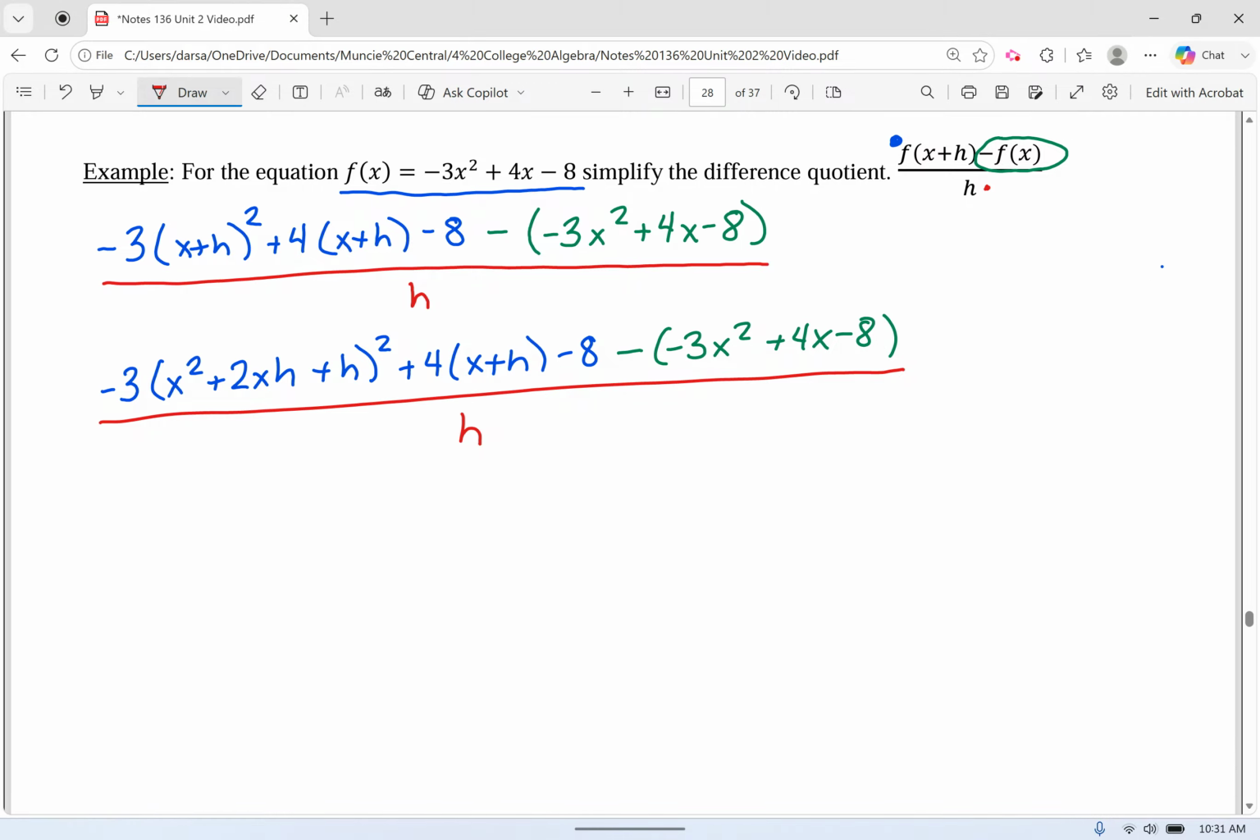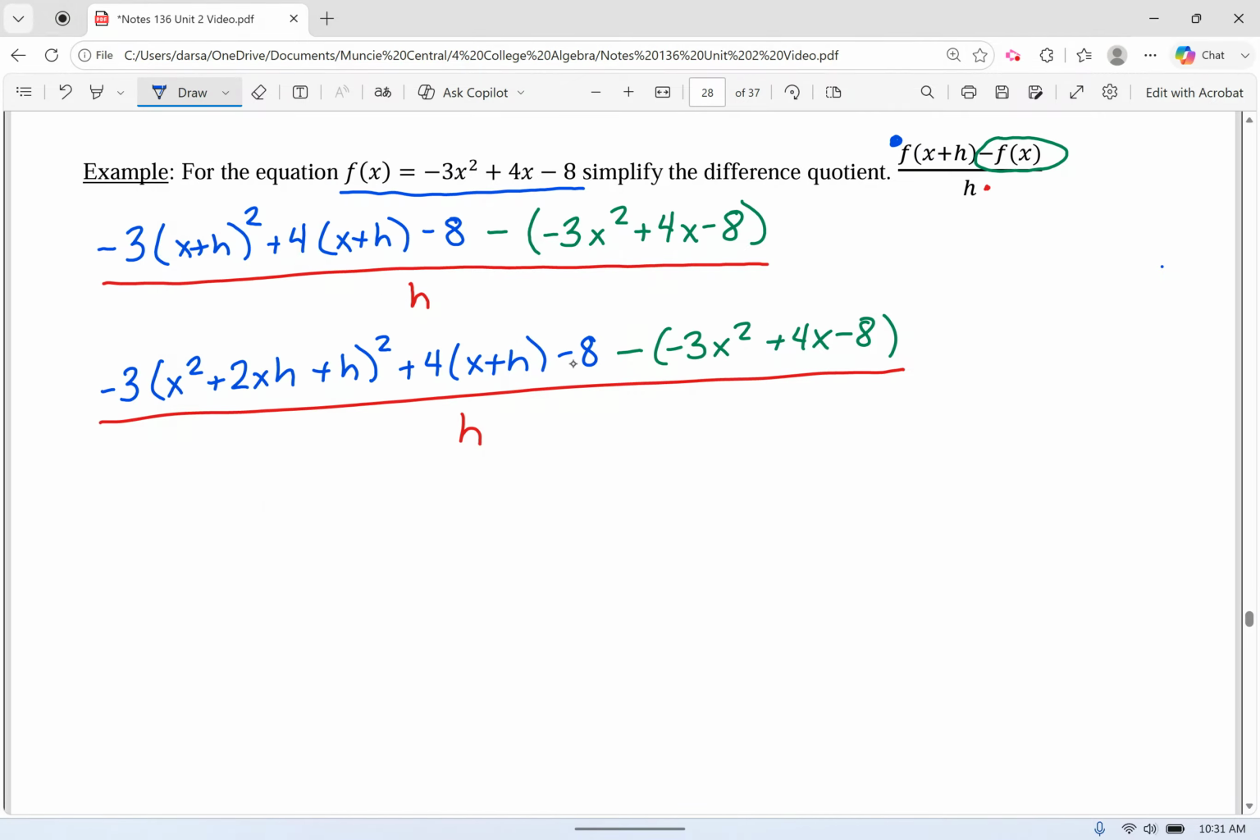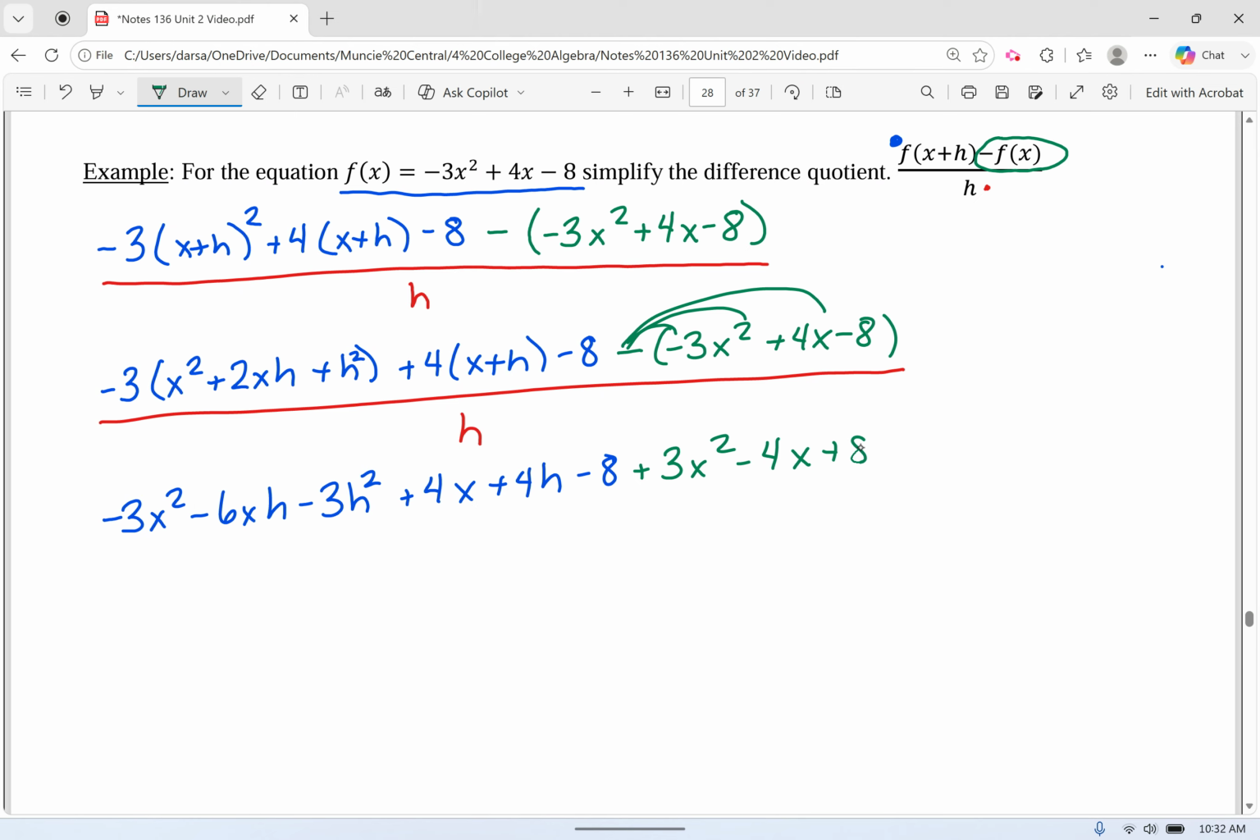All right, now this is the part where it gets a little bit easier. We need to distribute the negative 3, the 4, and the negative on the second f of x. So make sure you're distributing carefully and you're multiplying things as you're supposed to. Oops, I see a little mistype there. The squared goes here. So distributing that negative to all three places, we get plus 3x squared minus 4x plus 8, and this whole thing is still over h.